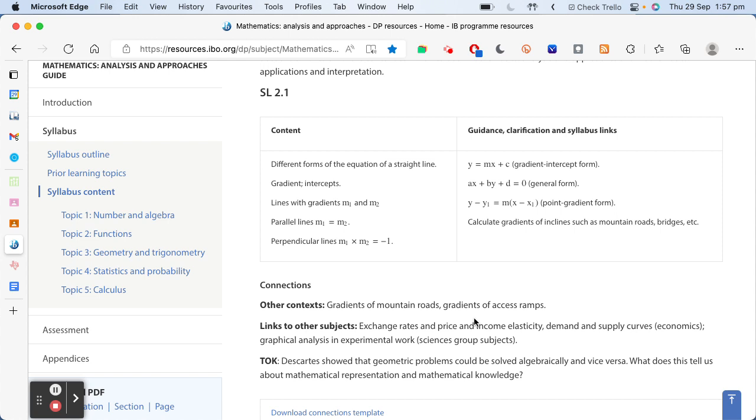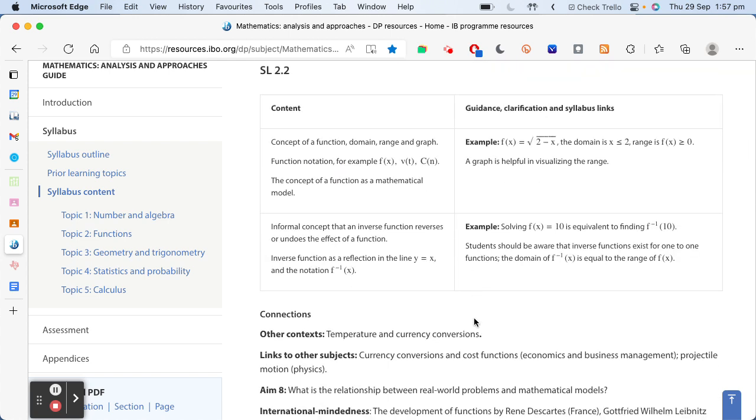Alrighty, let's move to 2.2 then. 2.2. Concept of a function, domain and range. The graphics calculator will not help you with that. You need to understand those key terms, domain and range and function. The concept of a function is a mathematical model, and there's some examples there. The next one is where we might have a little bit of traction, and that is the idea of an inverse function that reverses or undoes the effect of a function.